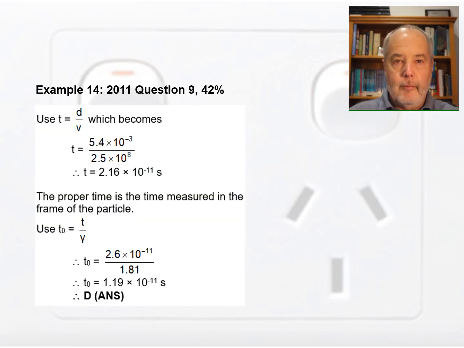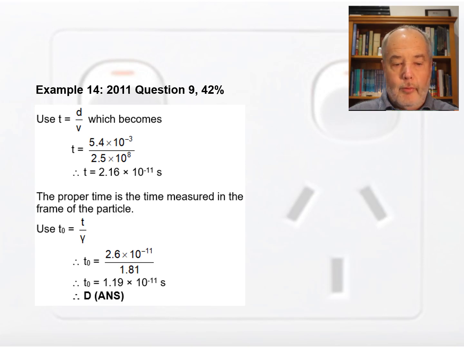The rest frame is the frame of the particle. The scientists, therefore, are in the moving frame. In the moving frame, we can get the time that the particle exists for by going d over v, and that's going to give me 2.16 by 10 to the minus 11 seconds.